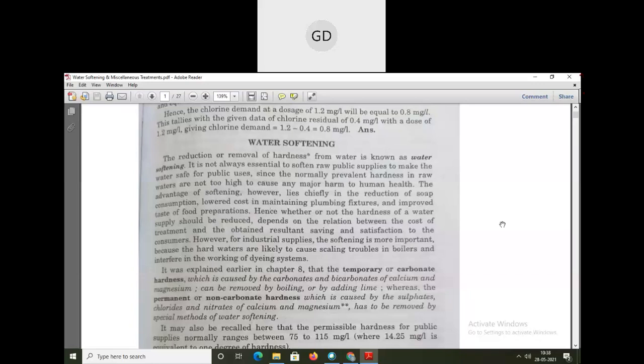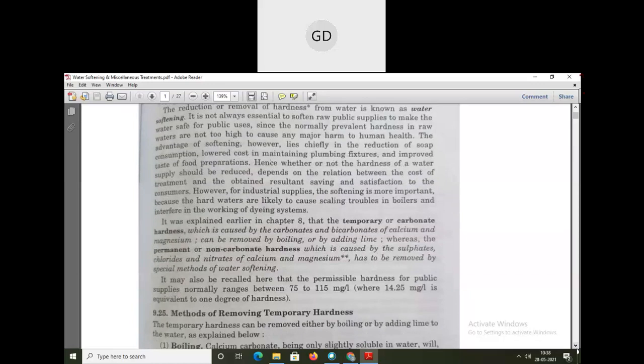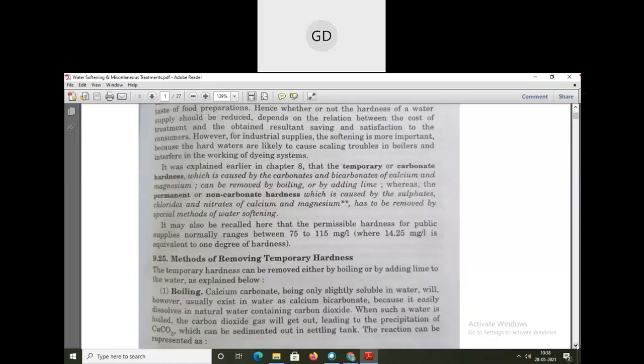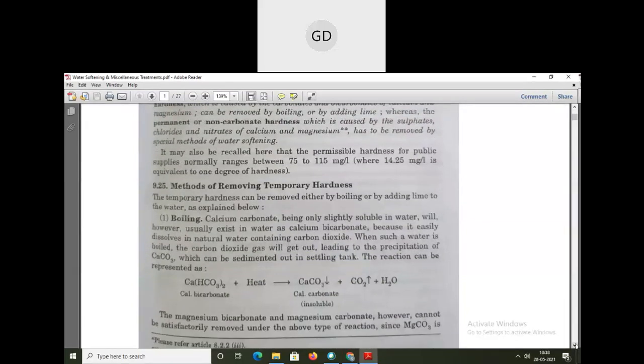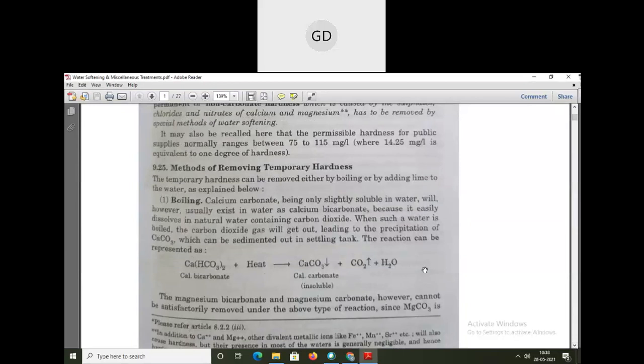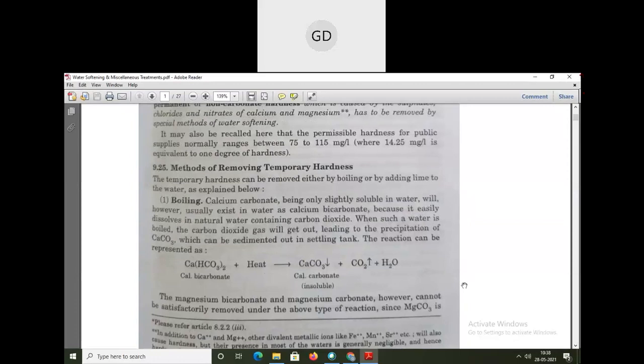So how do we remove this temporary hardness and this permanent hardness? Let us see. What are the methods of removing temporary hardness? We already discussed that if you boil the water, then the temporary hardness might get removed.